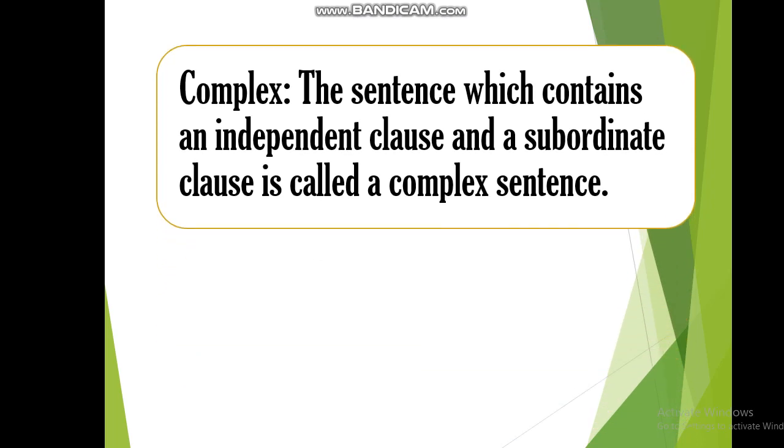In the next slide, we are getting complex sentence. The sentence which contains an independent clause and a subordinate clause is called a complex sentence. That means complex means two parts of a sentence. One part will be independent and another part or clause will be subordinating. The subordinate clause will depend on the independent clause, or you can say independent clause and dependent clause. So these two types of clauses will be added in the sentence, and there will be a conjunction, that is a subordinating conjunction. This sentence will be called a complex sentence.